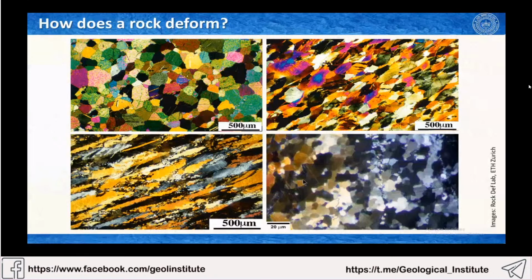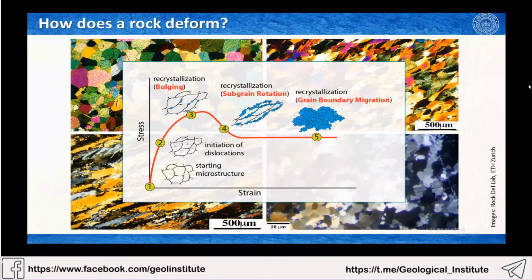And again, you can explain this in terms of stress-strain curves, with stress on the vertical axis and strain on the horizontal axis. You see that the crystals rearrange themselves by the movement of dislocations, and a series of processes happen: bulging, subgrain rotation, and grain boundary migration. These are all processes of dynamic recrystallization, and eventually you reduce the grain size through this kind of deformation.